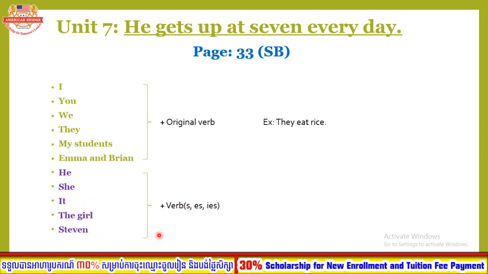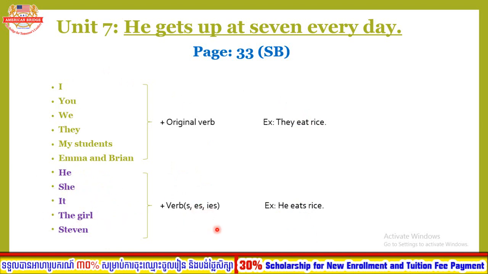And then you wonder, teacher, when do I add s? When do I add es? And when do I add ies? So I have the rule for you. Don't worry. Now look at the example here. When we use it with he, the verb, we need to add s. Got it? We need to add s. If you do not add s here, you are wrong. But if the subject is in group 1, we use the verb without s. But for the subject in group 2, we need to add s, es.